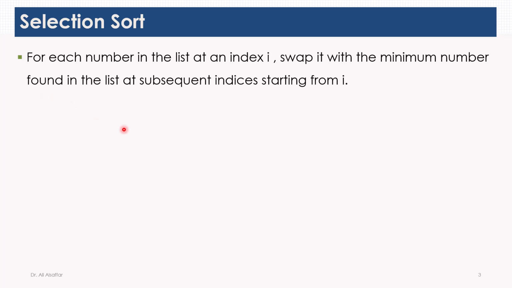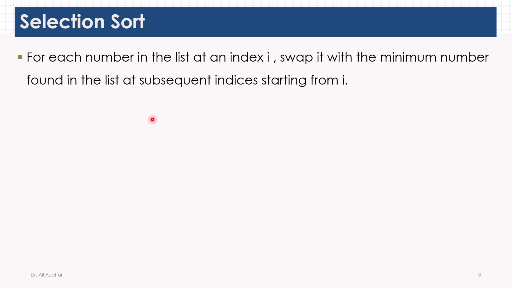Selection sort basically depends on interchanging elements, or swapping elements, within the array itself. For every element in the array, we look at the elements on the right-hand side of this element. We try to find the one that is the minimum. Then after we find the minimum, we swap it with this element. For each number in the list at an index I, we swap it with the minimum number found in the list at subsequent indices starting from I.